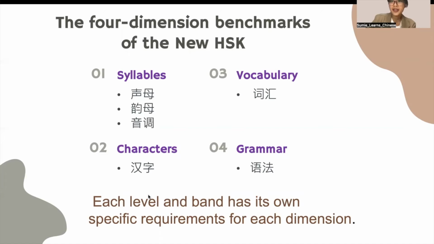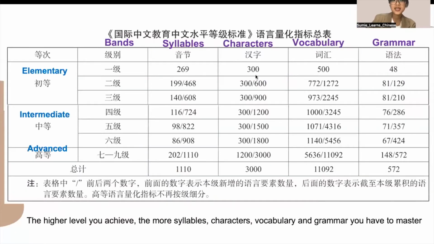One thing we have to pay attention to is that each level and band has its own specific requirement for each dimension. Let's take a look at the table, which is given by the 国际中文教育水平等级。我们可以一起来看一看 what requirements we have to achieve under different bands, different levels.